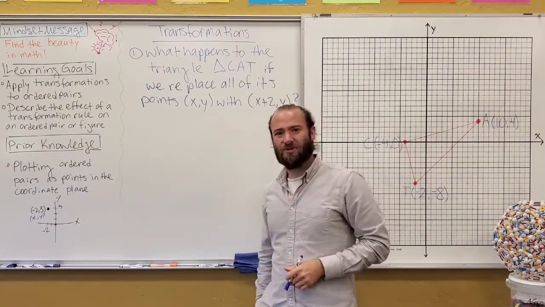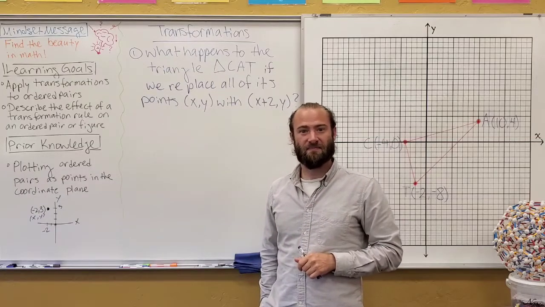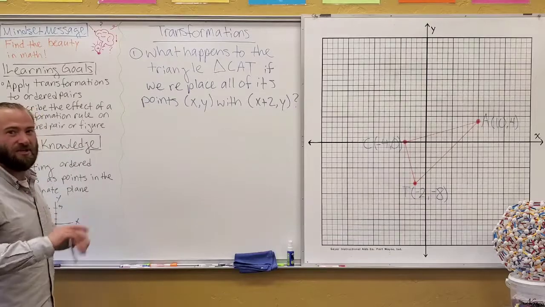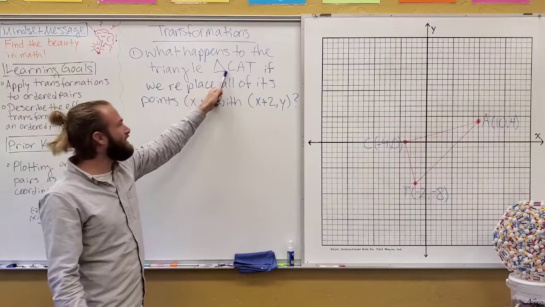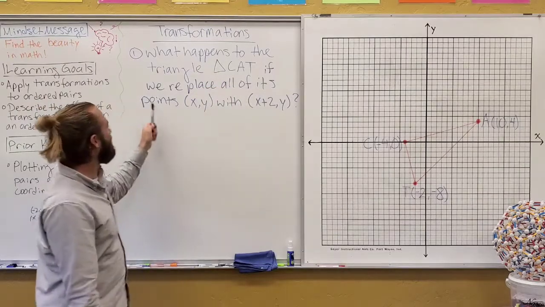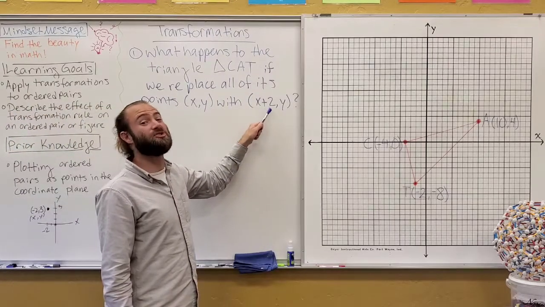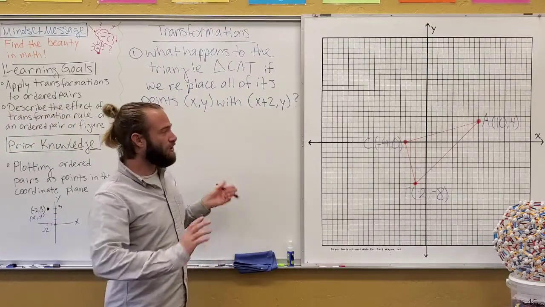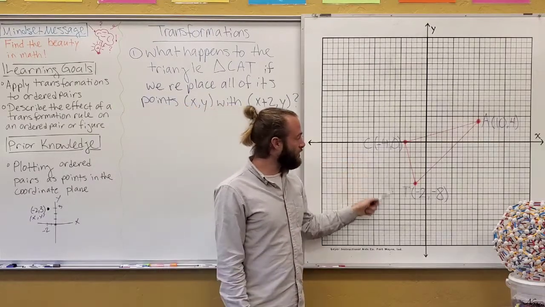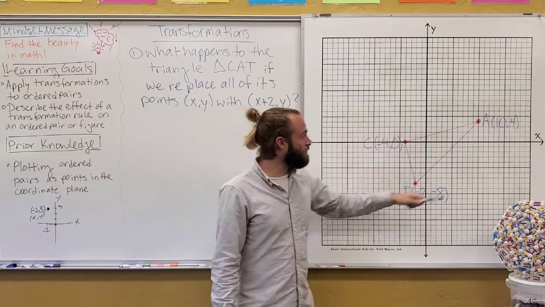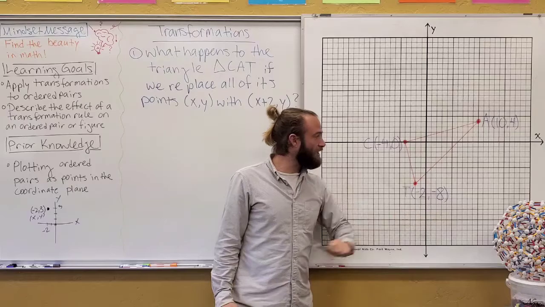So let's go ahead and dive into our first example and look right away at a transformation. This says, what happens to the triangle CAT if we replace all of its points (x, y) with (x + 2, y)? So we're going to learn what we mean by this. Over here is where I have the triangle, so you should copy this down on your graph paper. C is at (-4, 0), A is at (10, 4), and then T is at (-2, -8).